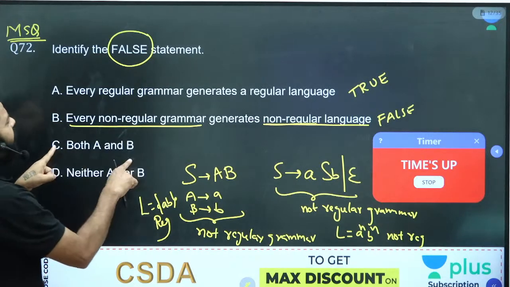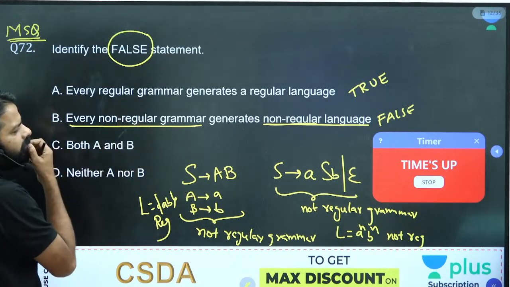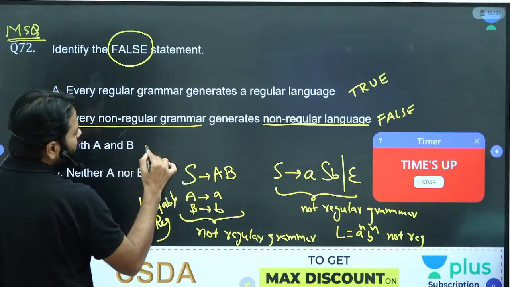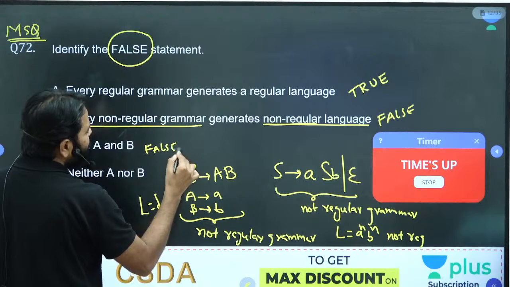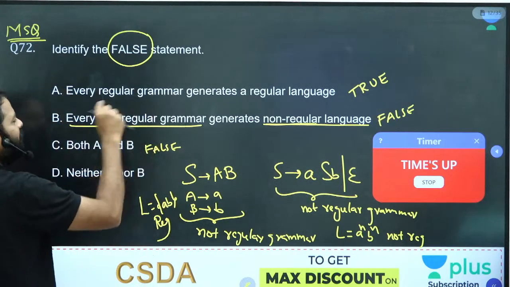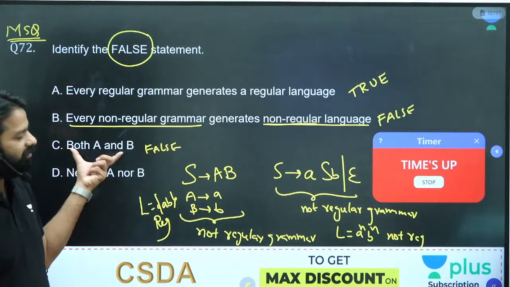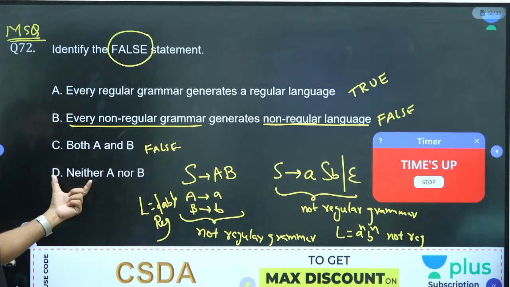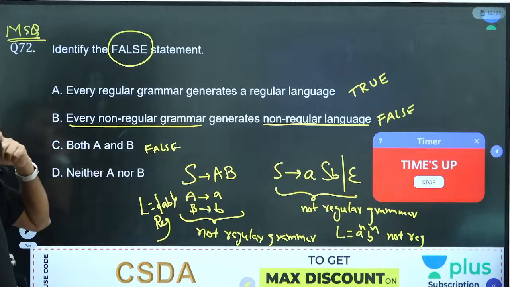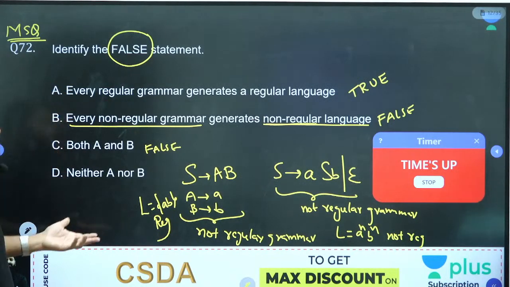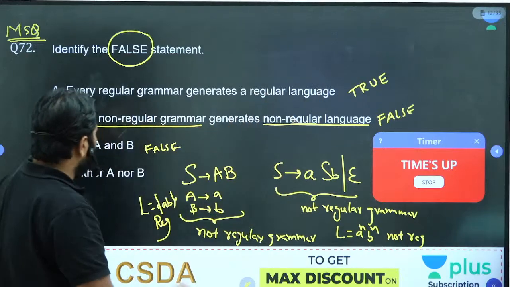Now, are both A and B false? We cannot say both A and B. This is true, right? The statement is false. What is it? Saying both statements are false is wrong now. If this is not true, it is false. And neither A nor B? This is not false, and this is also not false. That is also wrong, right? This is actually true.